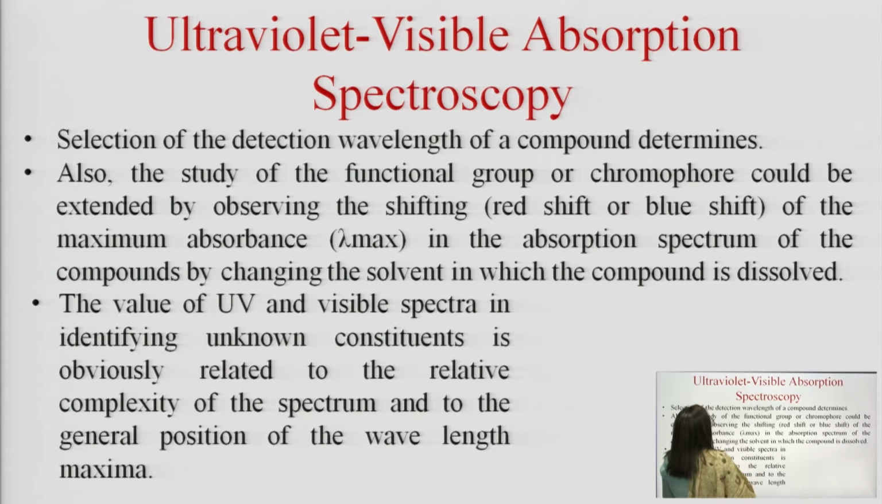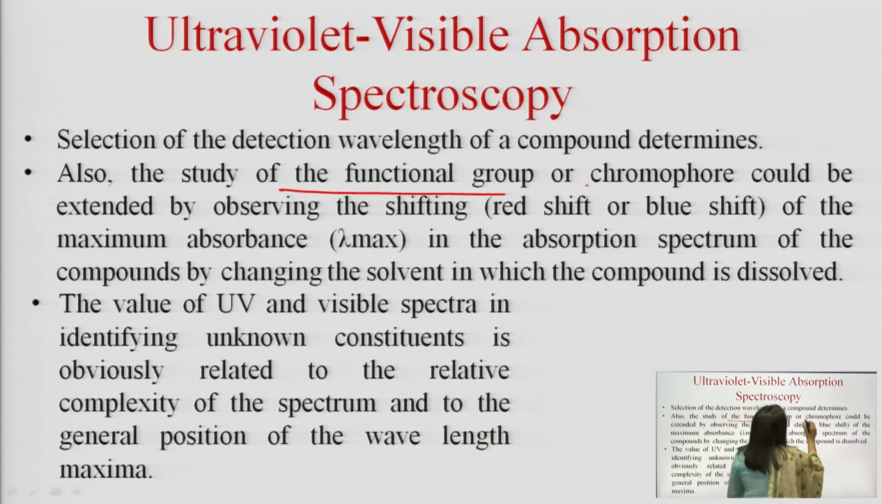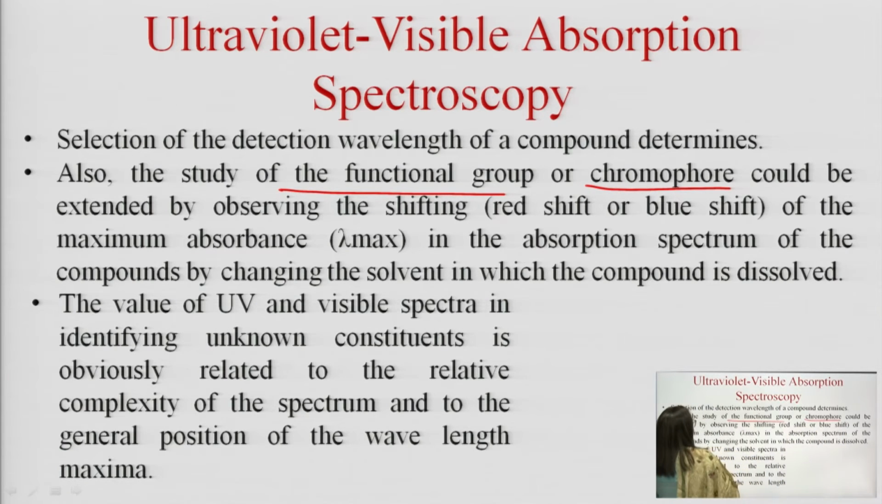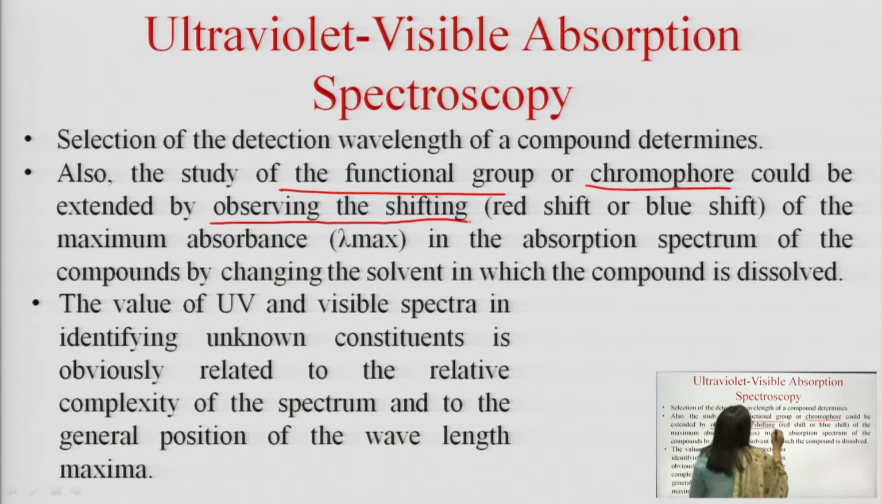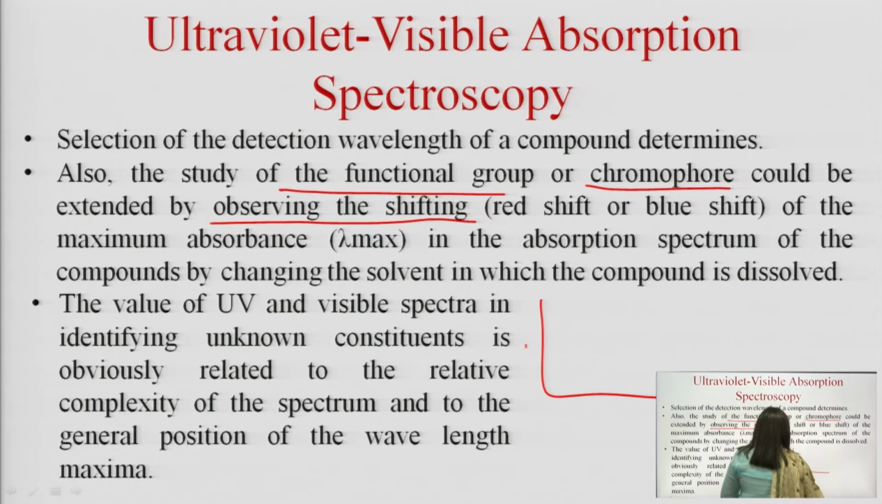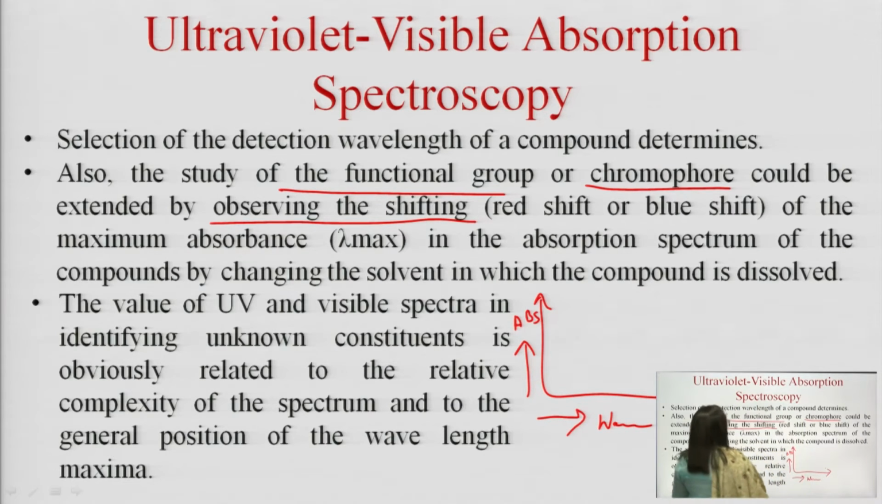So, on this detection of the wavelength of the compound, the study of functional group or chromophore could be extended by observing the type of shift in the wavelength. There are two types of shift. The graph is plotted where the y axis has absorption and the wavelength is shown on the x axis.